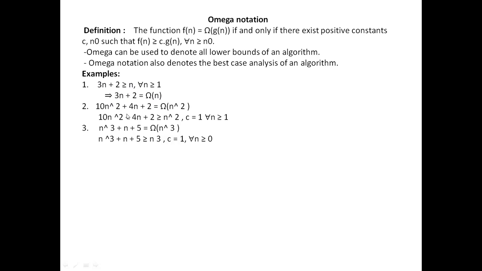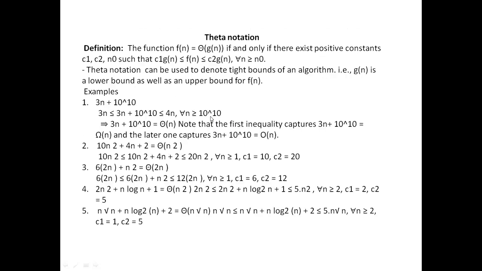The same is the case for another function, 10n square plus 4n plus 2 is omega of n square. Here also, for c equal to 1 and for every n greater than or equal to 1, we find that 10n square plus 4n plus 2 is bigger than n square.